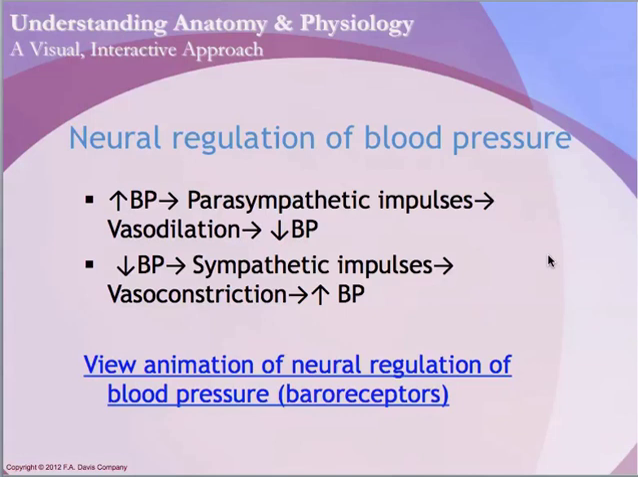The opposite occurs if the blood pressure is too low. The medulla increases output of sympathetic impulses, so that fight or flight system. Vasoconstriction occurs, and heart rate, stroke volume, and blood pressure rise.